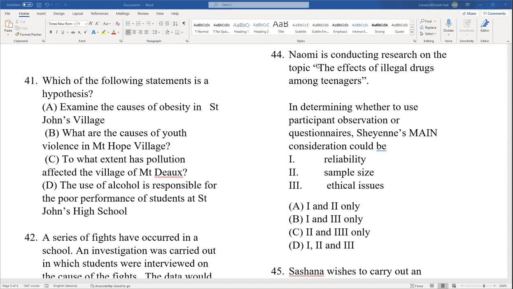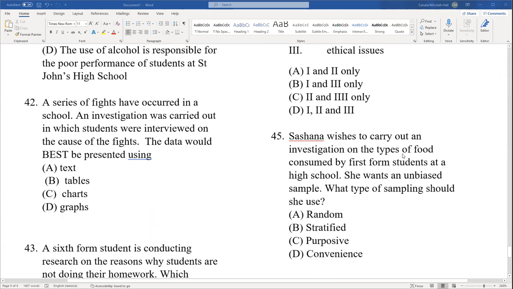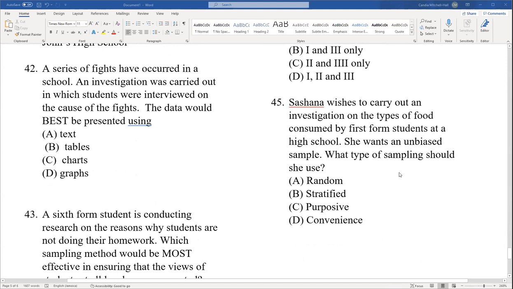Although you have Shine here, it should be Naomi or Shine. I think she was one of the students who was, Shine was the, what was she at the school? Shine Leslie. And then you have Naomi Benjamin. So these are the students that we use. And then you have another one, Sashana.